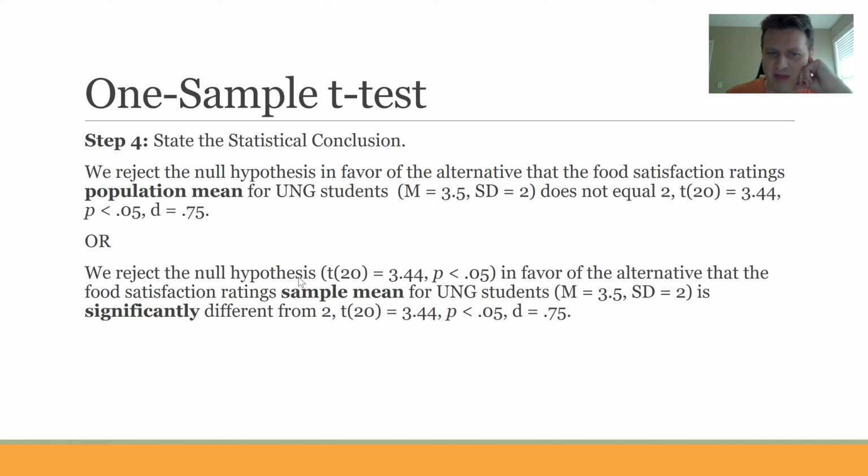So we reject the null hypothesis in favor of the alternative that the food satisfaction ratings sample mean for UNG students, mean is blah, standard deviation is blah, is significantly different. Notice that when we talk about sample means in our step 4, we need to talk about a significant difference from 2. And then I give the same spiel for what my statistical information is. This is how we would write it up in the results section of our paper.